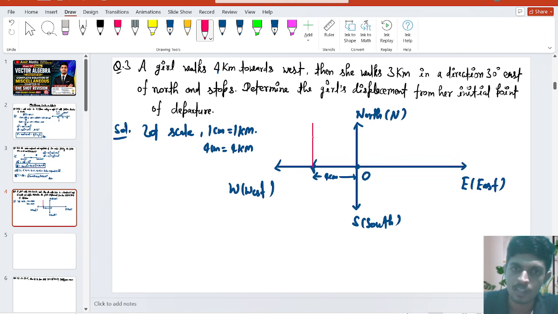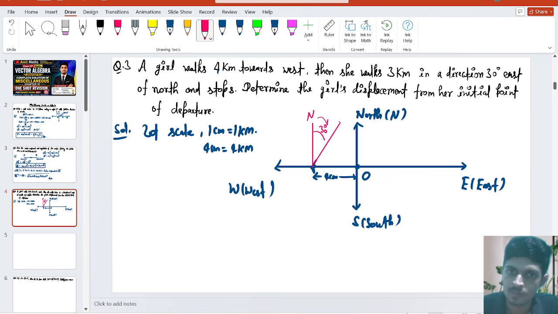It says 30 degrees east of north. This is the north direction and 30 degrees toward east. East is here. We draw a line parallel to the north direction, and this is the 30 degree angle from north toward east. So we draw it like this.